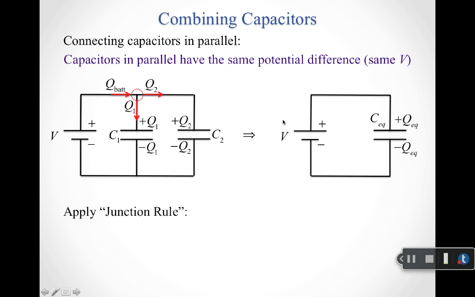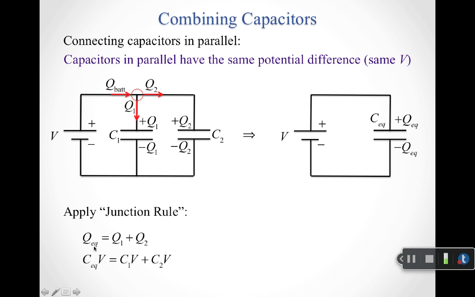So I can use this information, applying what we'll call the junction rule here, that even though this isn't current, we're still keeping track of charges. And so what this tells me is that the total charge that I'm putting on my equivalent capacitor has got to be equal to the charge that gets stored on capacitor 1 plus the charge that gets stored on capacitor 2.